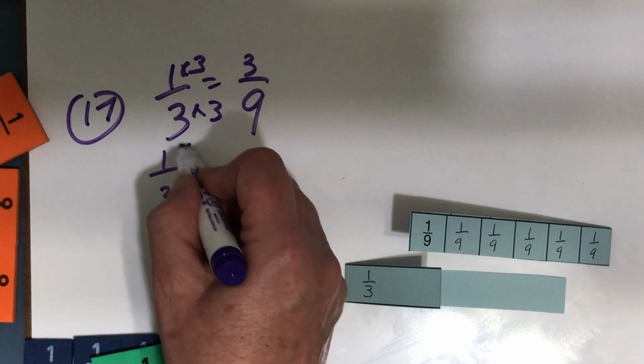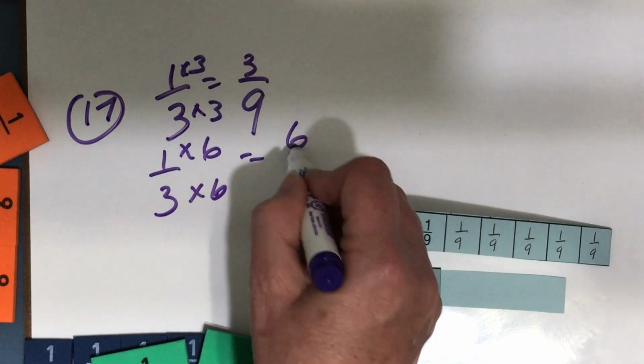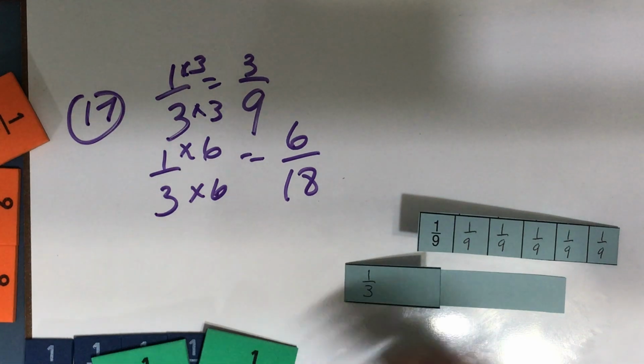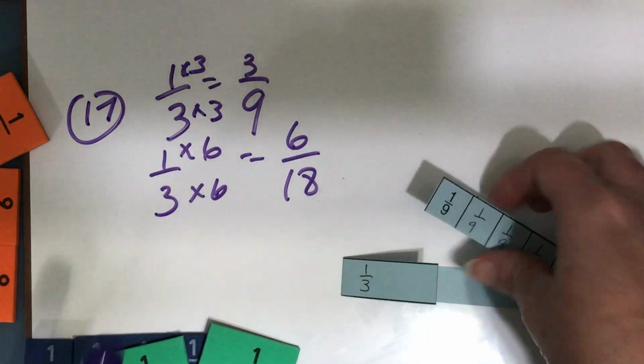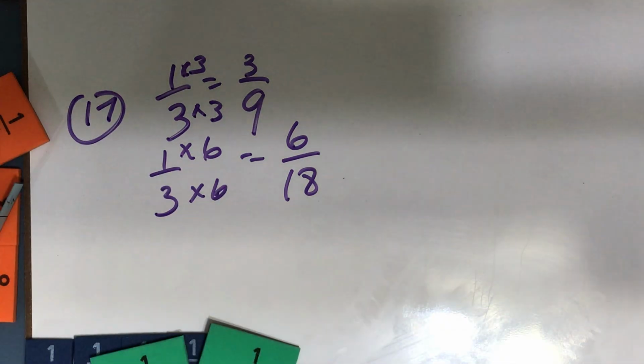I could multiply numerator and denominator by 6. And I would get 6/18. That's another equivalent fraction to 1/3. So you can use your fraction strips, or you can multiply. Or you can divide, which we're going to do in our next section. The next section is putting fractions in lowest terms or simplest form.